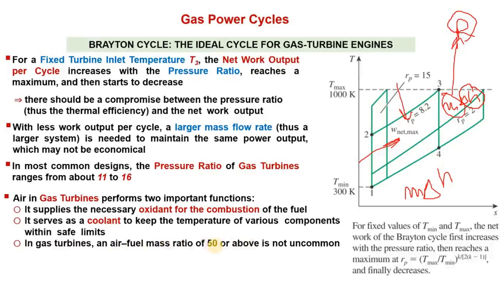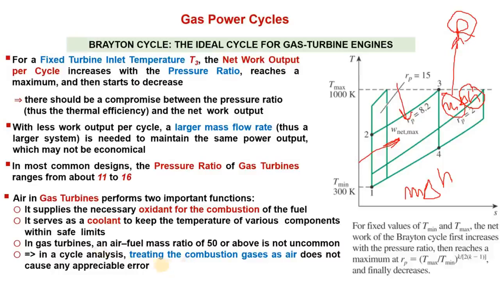Out of those 50, maybe only 20 is needed to burn this fuel. The remaining 30 is used only to keep this maximum temperature within a safer limit, right? Because this temperature could go very high and that would damage the turbine blades. That's why the amount of air circulating in these turbines is quite high. The amount of air is very high compared to the amount of fuel which is injected. That's why it is a good assumption to assume air throughout, right?